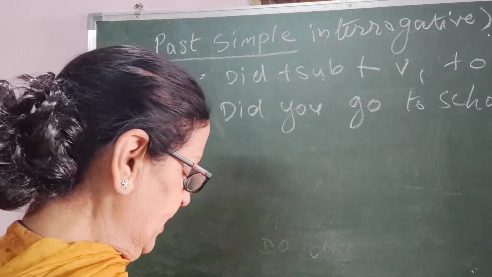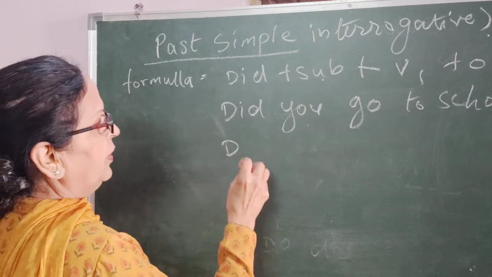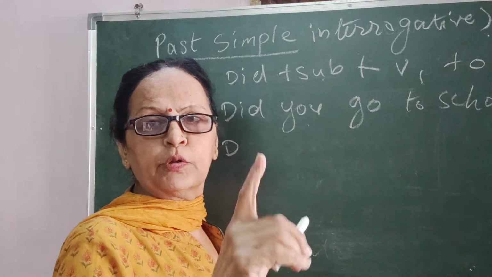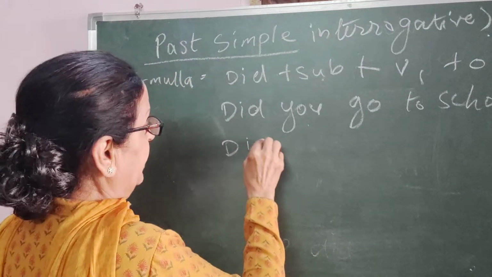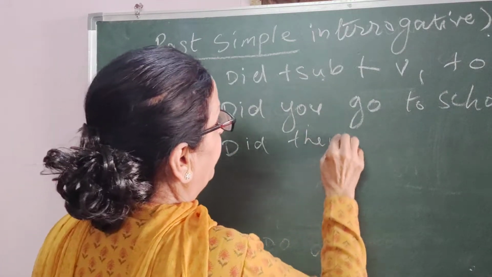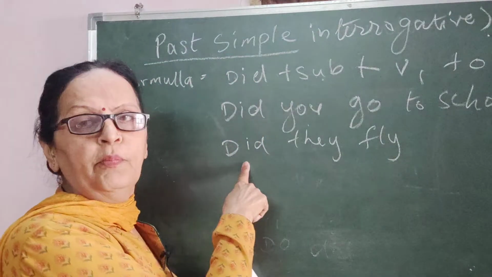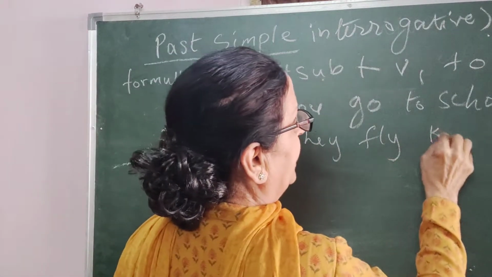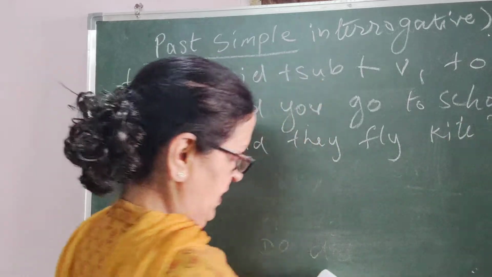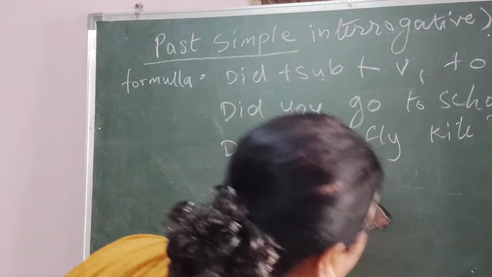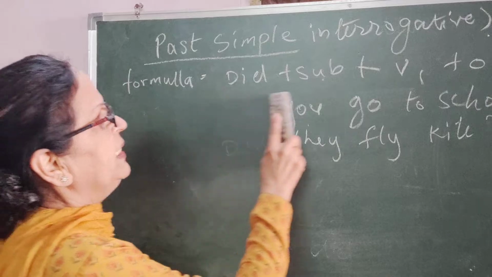Yes. Now my second sentence, if I write down, they flew kite. That was my past tense. But did they fly? Flew का क्या हो गया? Fly. क्योंकि second form did आ गई. Did they fly kite? Yes. So I hope you have understood this also very easily.